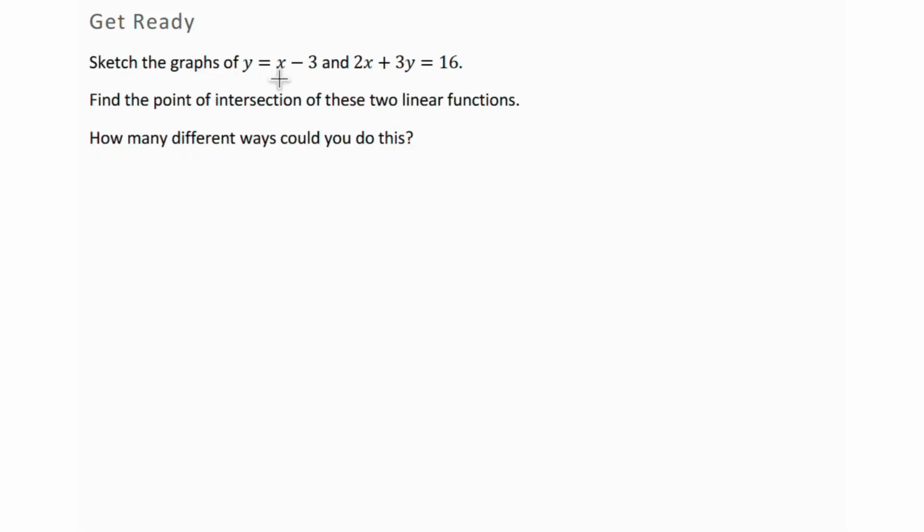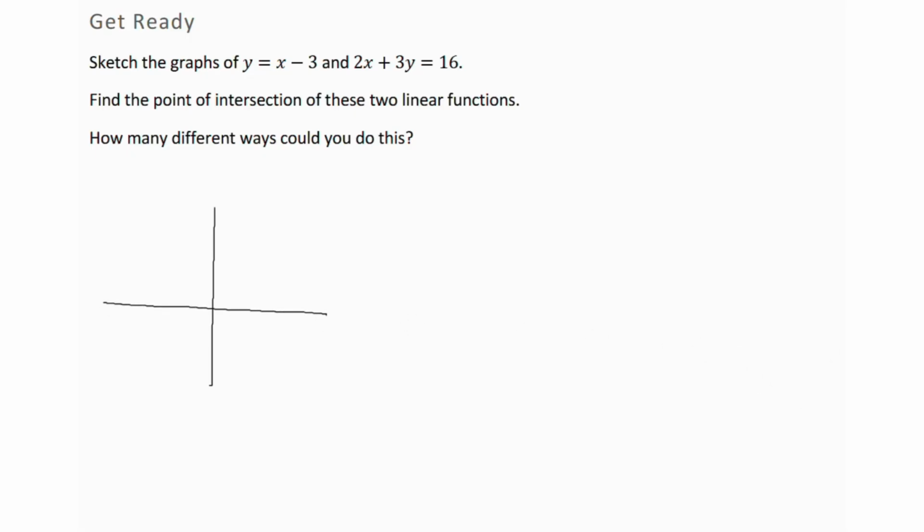Sketch the graphs of y equals x minus 3 and 2x plus 3y equals 16. Let's think about what these two graphs look like. They're both linear graphs, first of all, because there's no squares or multiplications of x and y's. So we've got two linear graphs.